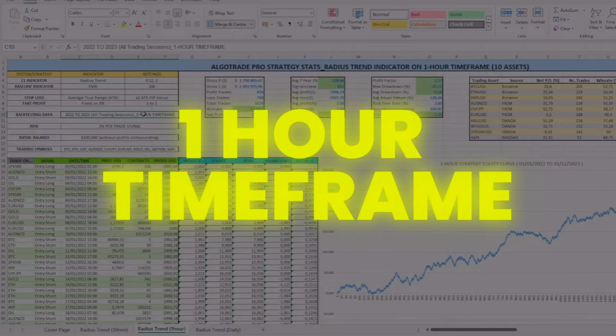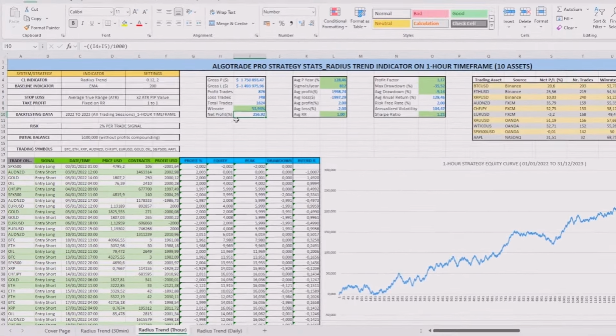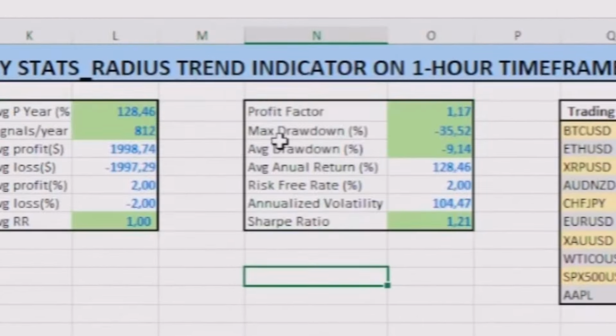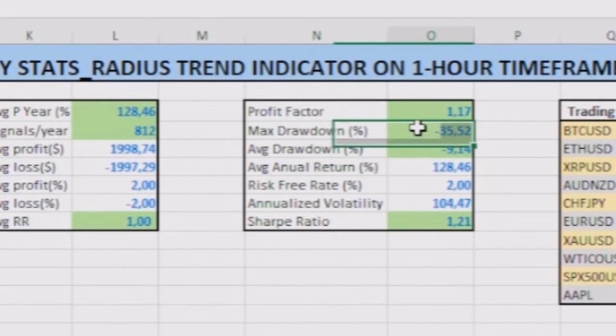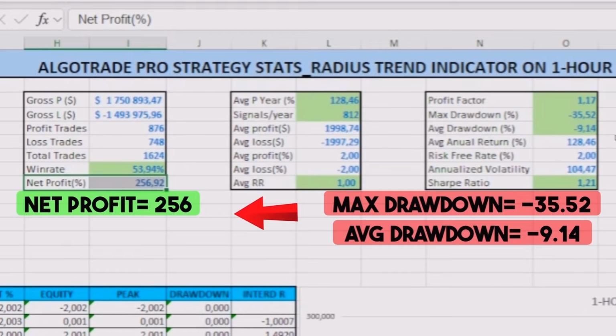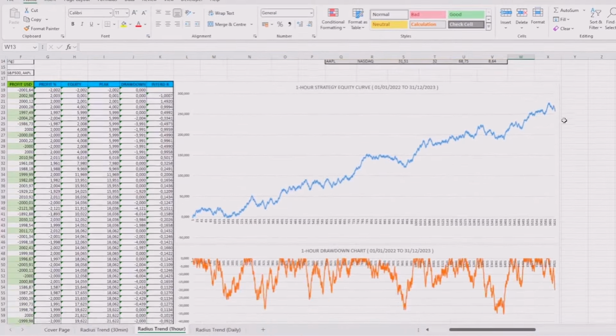Next, in the 1 hour time frame, after more than 1,600 trades, the indicator achieved a win rate close to 54% and a wonderful net profit of 256%. Here you can find other important metrics where I would like to draw your attention to the drawdowns, which were very low when compared to the net profit. As expected, the results from every asset are robust and the equity chart is highly consistent.